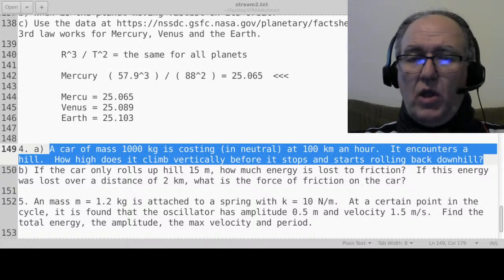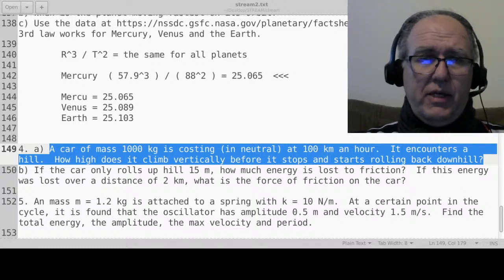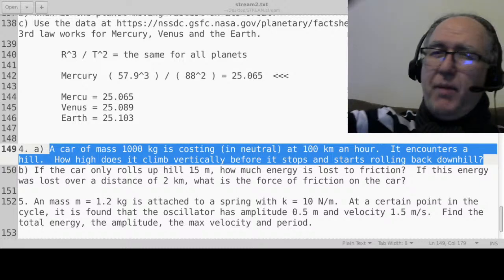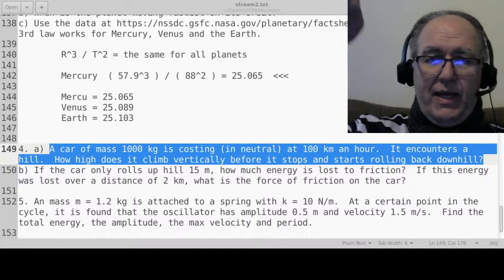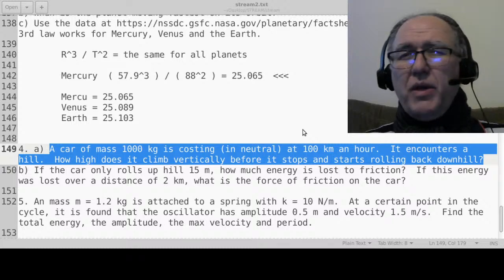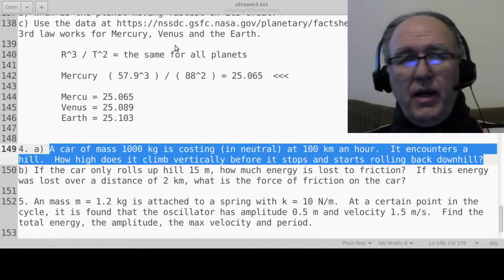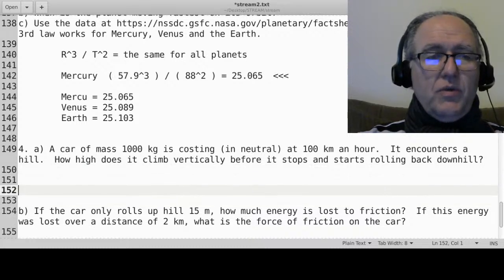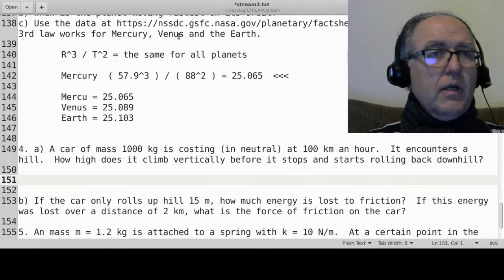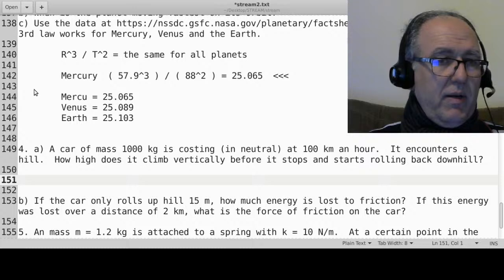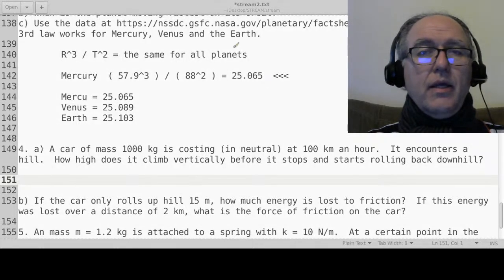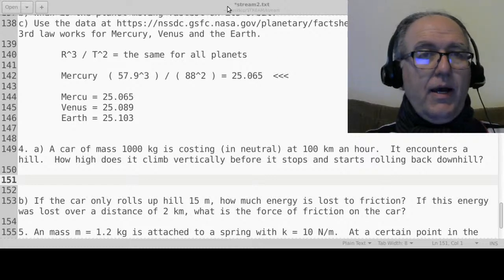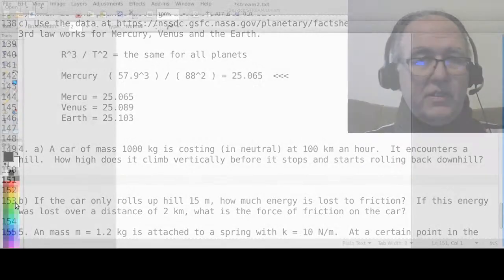So it's coasting along at 100 kilometers per hour. It encounters a hill, and it's going to go uphill. It doesn't matter what the shape of the hill is. I want the vertical height that it goes up. We don't even really need a diagram for this, but I'll do a diagram anyhow. Let me bring up Pinta again, and yeah, we could do a quick diagram. Let's see, is this going to work?